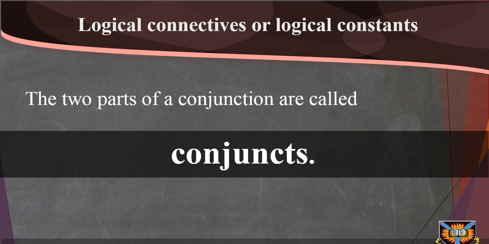P column: true, true, false, false. Dot column, which is "and": true, false, false, false. J column: true, false, true, false. The above table reveals that a conjunction is true only when both conjuncts are true and false when at least one of the conjuncts is false.